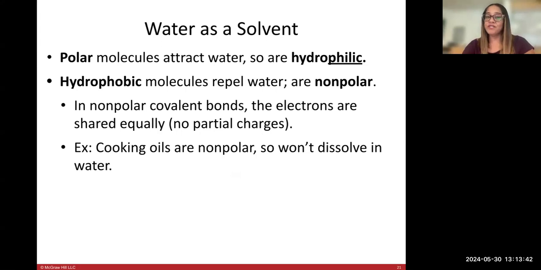In nonpolar covalent bonds, the electrons are shared equally. There are no partial charges like there are in water. Cooking oils are nonpolar, so they won't dissolve in water. If you've ever tried to mix oil and vinegar or even oil and water, they do not mix. Nonpolar and polar don't like each other.